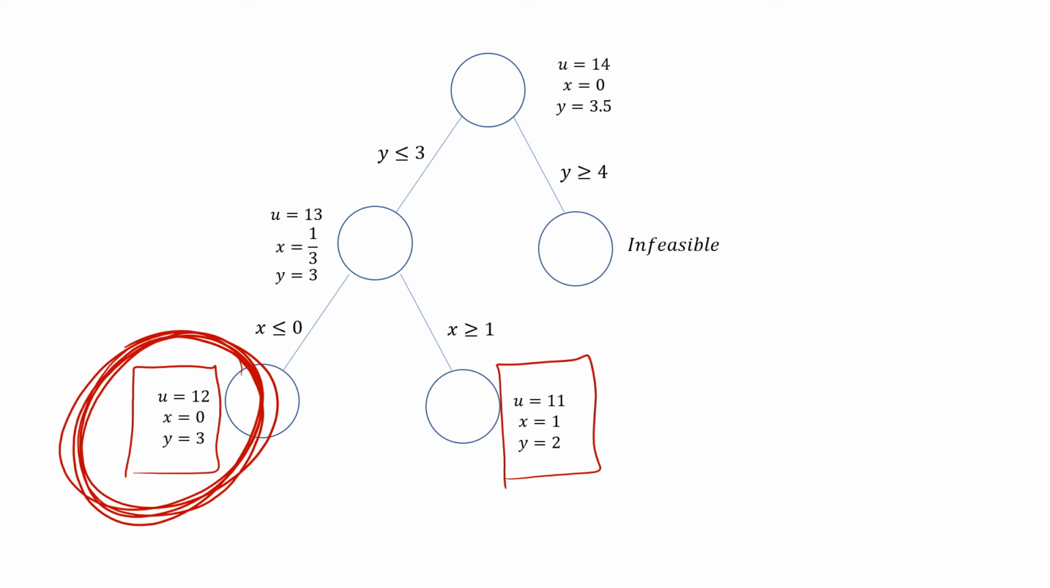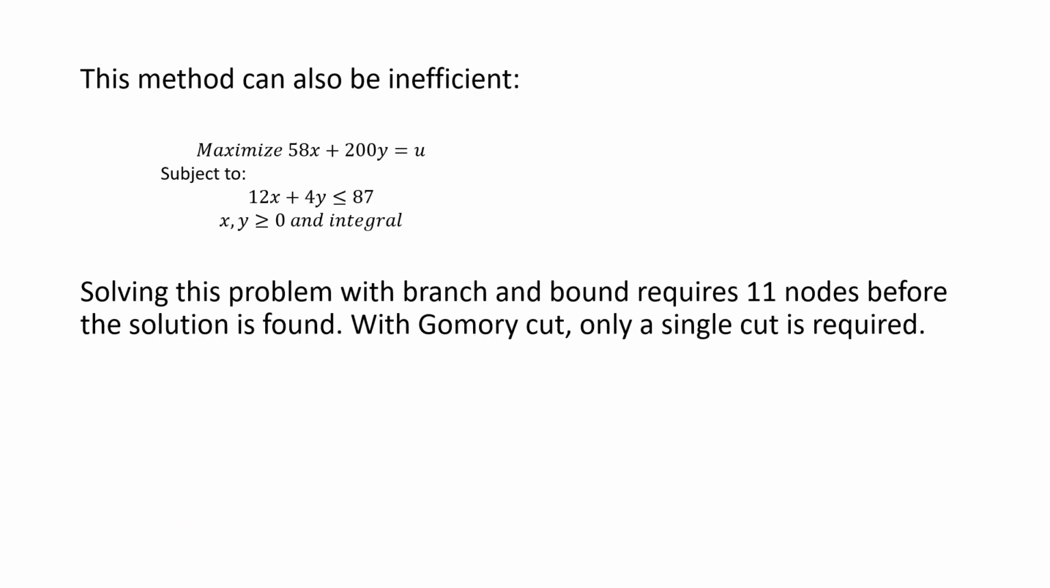It's continually solving new linear programs where you're adding in a new constraint. And at each branch, it divides into two new linear programs. So as you can imagine, this can grow quite a bit if you have a lot of variables that end up being fractions. This can also be inefficient.